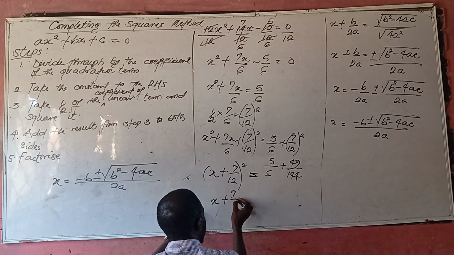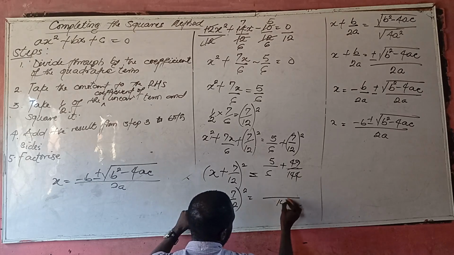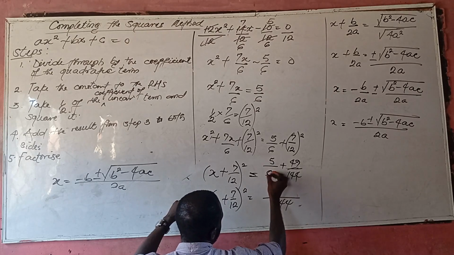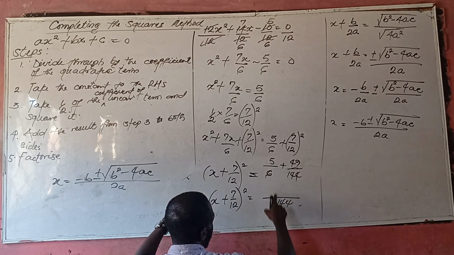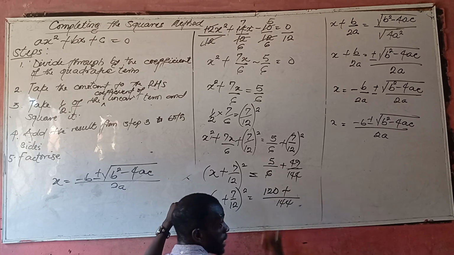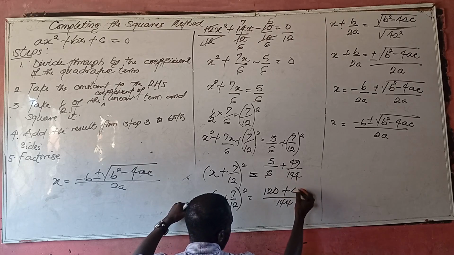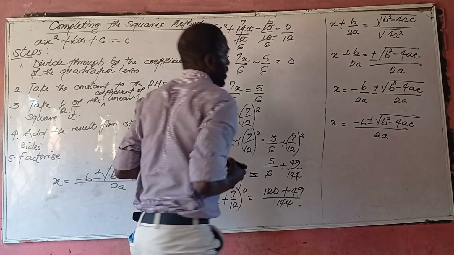X plus 7 over 12 all squared is equal to LCM of this, 144. 6 in 144, that will give us 24. So 24 times 5, 120. 120 plus, yeah, 24 times 5, 120. Well, this is 49, right? Okay.